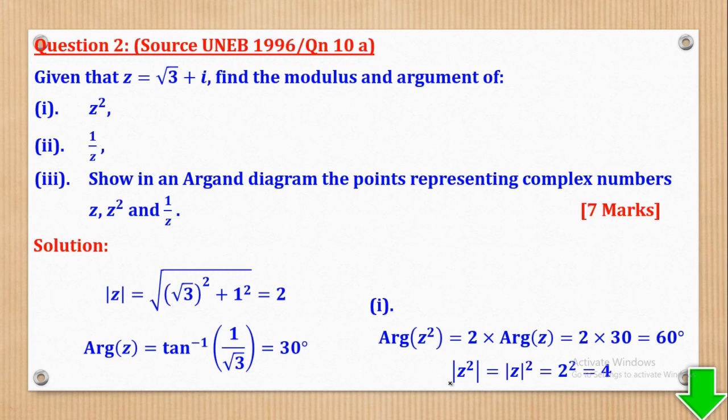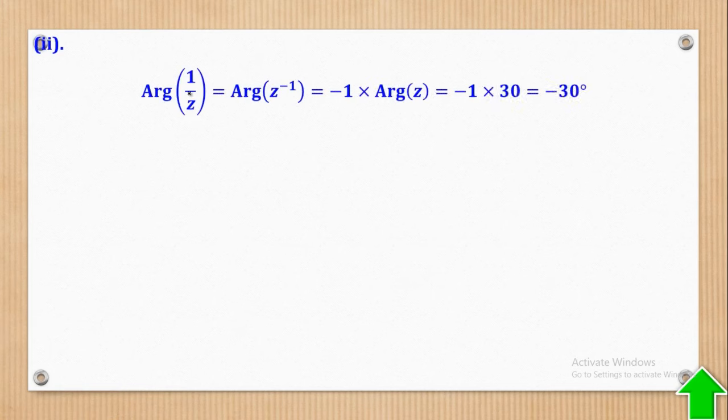So modulus still, modulus of z squared is the same as modulus of z, everything raised to the power 2. And modulus of z was 2, so raising to the power 2 gives you 4. That was Roman 1. Roman 2, they want modulus and argument of 1 over z. So you come here and say that argument of 1 over z is the same as argument of z to power negative 1, which becomes negative 1 times argument of z. So here I'll write negative 1 times 30, which gives you negative 30 degrees. They also wanted the modulus. The modulus of 1 over z is the same as 1 over modulus of z, which gives 1 over 2, and that's the answer.